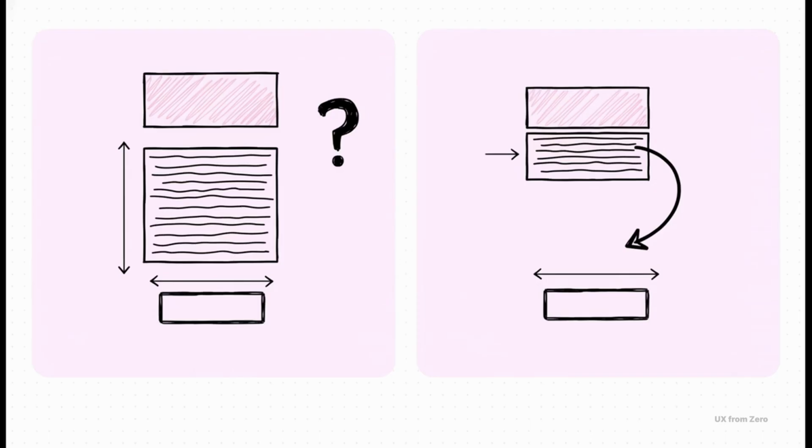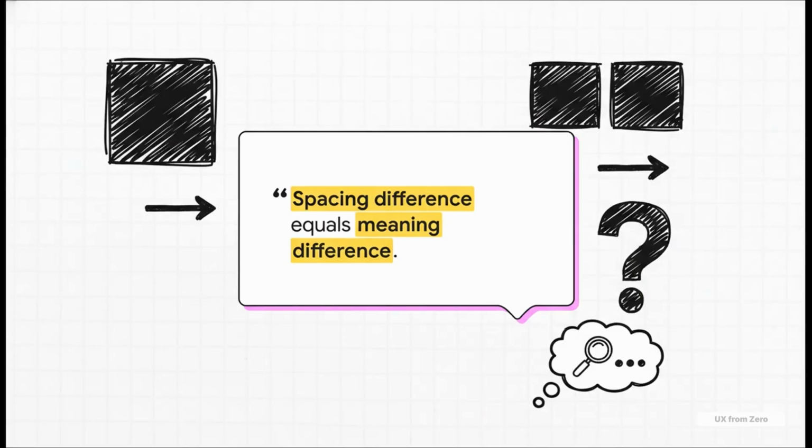I mean, check out the difference. When all the spacing is equal, it's like every element is shouting at the same volume. The user has no idea what's important, and the hierarchy just collapses. But when you use spacing with intention, closer for related items, further for unrelated ones, you create this clean, easy path for the user's eye to follow. They can just scan it without even thinking. And that brings us to our next core rule to memorize.